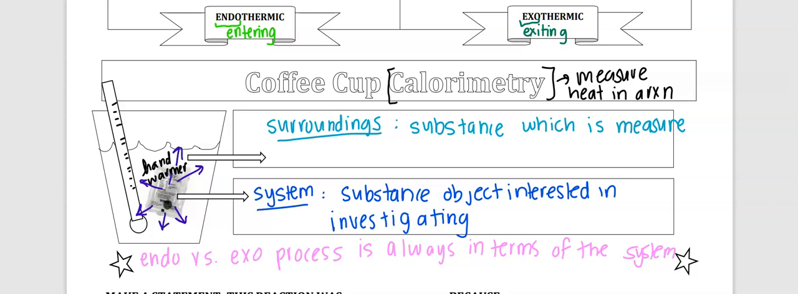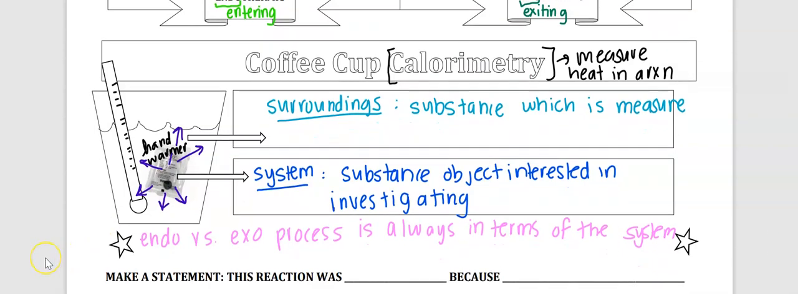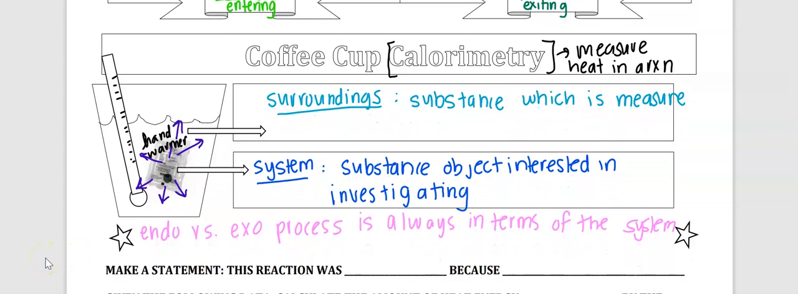So let's make a statement together. In terms of the hand warmer, the reaction was exothermic because the hand warmer releases heat.